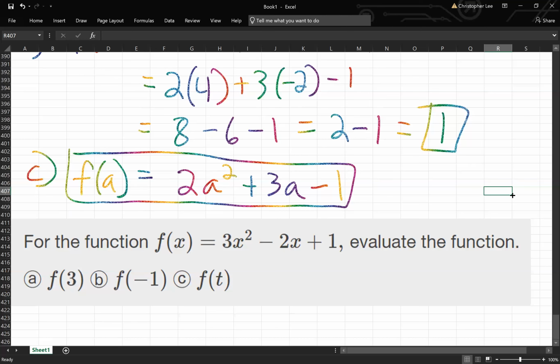I guess you could type it in the calculator. Good luck typing C into your calculator. Okay. That's it.